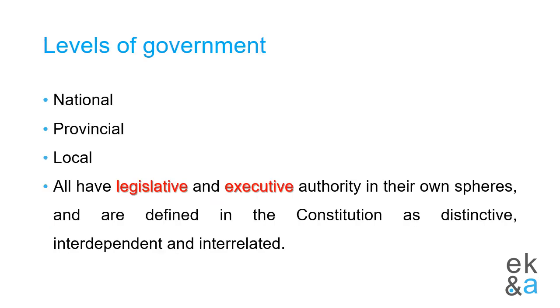We have 3 levels of government in South Africa, 3 levels or 3 spheres. In the first place, it is the national level or sphere, the provincial level, and the local level of government. All of these levels have legislative and executive authority in their own spheres and are defined in the Constitution as distinctive, interdependent, and interrelated.